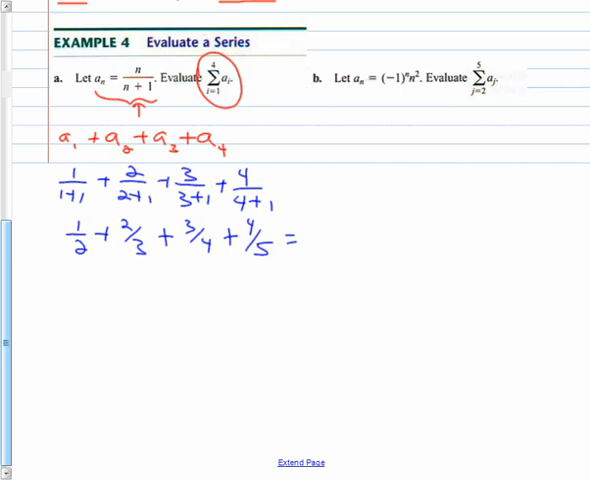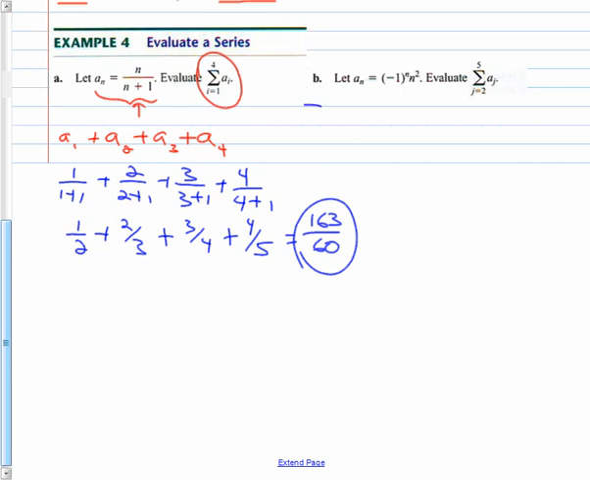Any answers? 163 over 60? Yeah, 163 over 60. You are going to get some answers that are like this. There is the sum of that series.